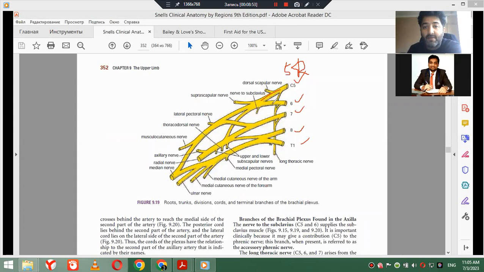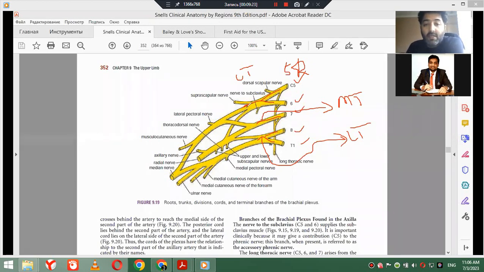So C5 and C6 are joining to form the upper trunk. C7 will remain as the middle trunk. Okay, and C8 and T1 are joining to form the lower trunk. So three trunks are formed. C5, C6 are joining to form the upper trunk, C7 remains as the middle trunk, and the lower trunk will be formed by joining C8 and T1.